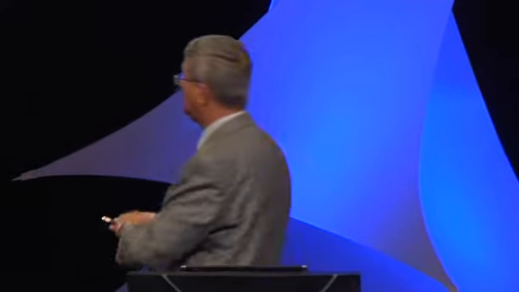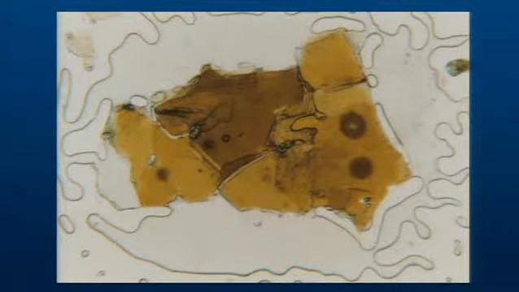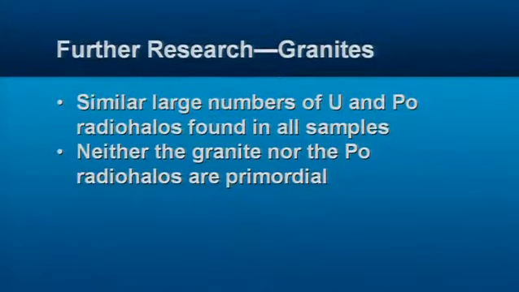Whoa, we've lost our... Let me go back quickly. That's what the granite looks like under the microscope, some of these large crystals. In fact, can we see a zircon crystal? Yes, that's a zircon crystal up there. Some of them are quite large. Here's some of the halos, the uranium and polonium radiohalos found in these biotite flakes.